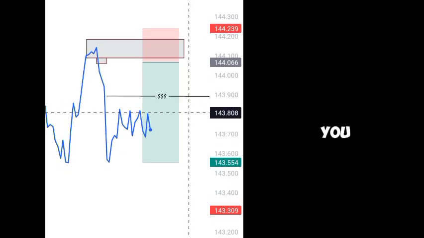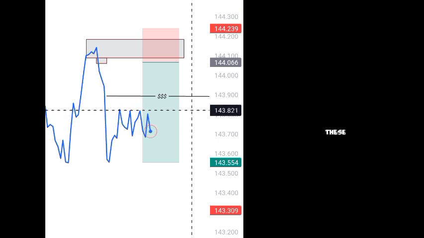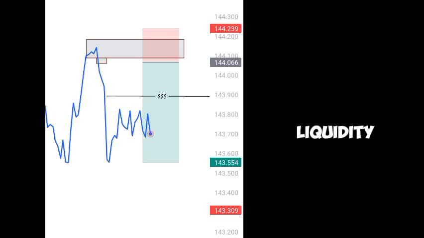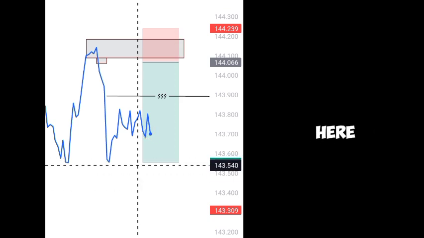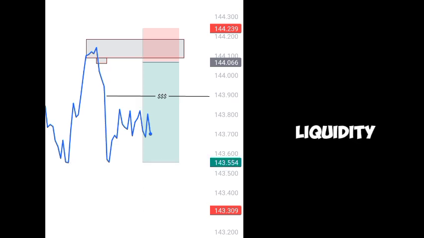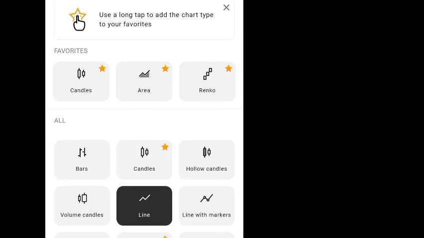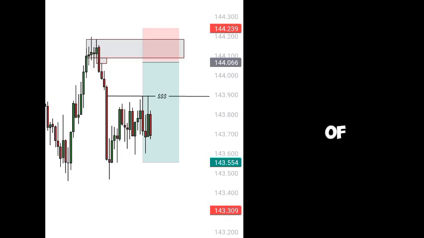Once you see the highs like this, these are areas of liquidity. You check out lows like this, they are areas of liquidity. So all of those spikes right here, they are areas of liquidity. So come back to my candle. Yeah, so these are areas of liquidity. It becomes easy for me to see areas of liquidity with the line chart.